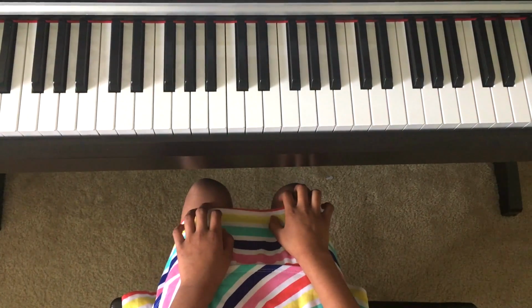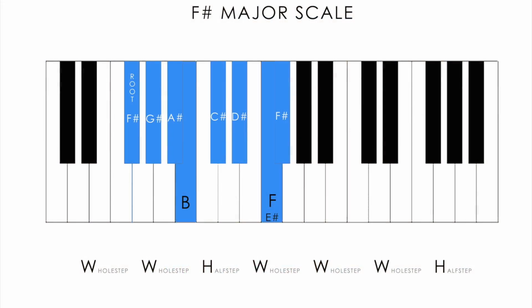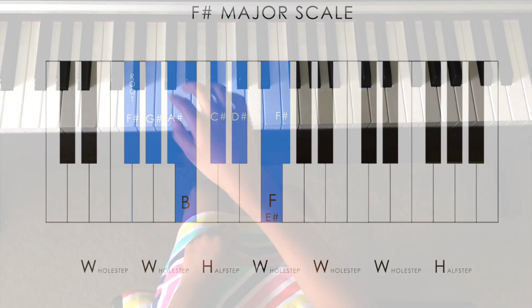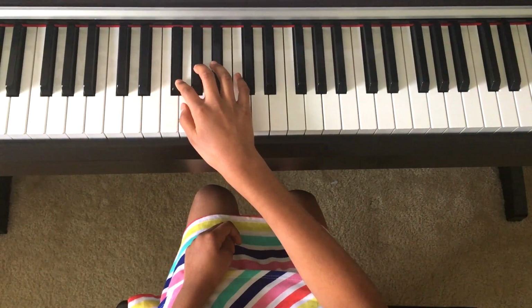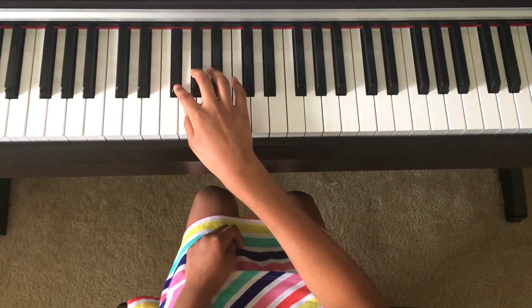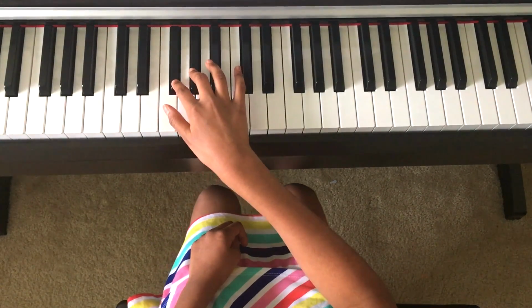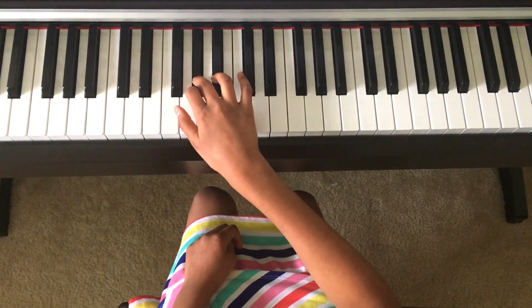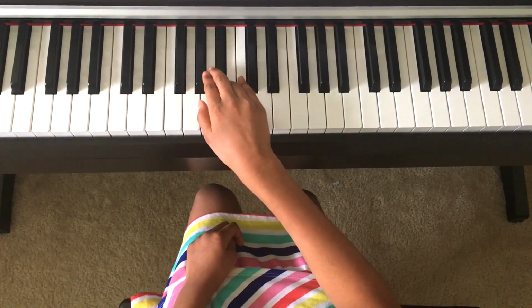Now let's do a harder key. Let's do F sharp. To make an F sharp major scale, your root is F sharp. After that, you go up a whole step, so that's 2 half steps, G, G sharp. So F sharp, G sharp. After that, you go up another whole step, which leaves you at A sharp.